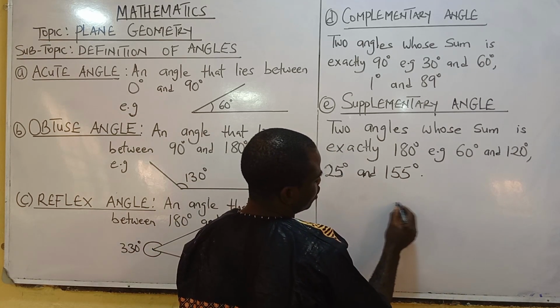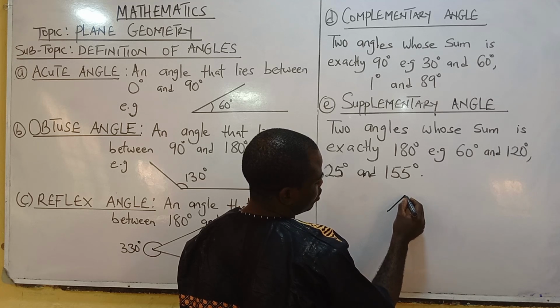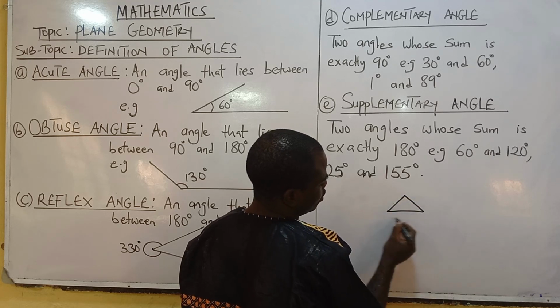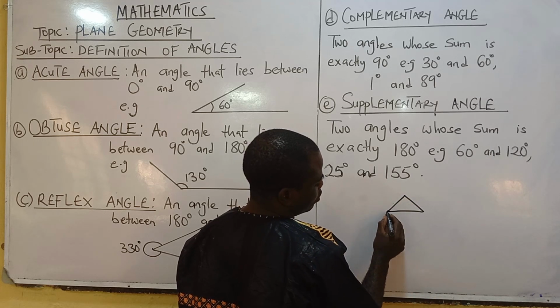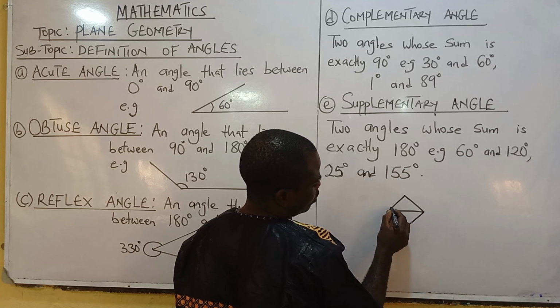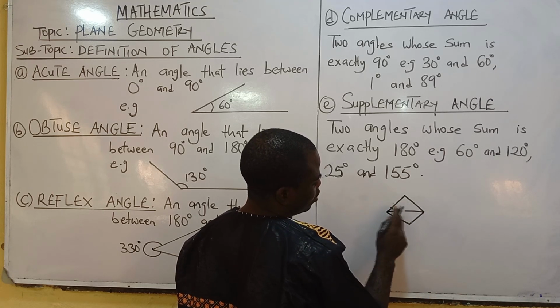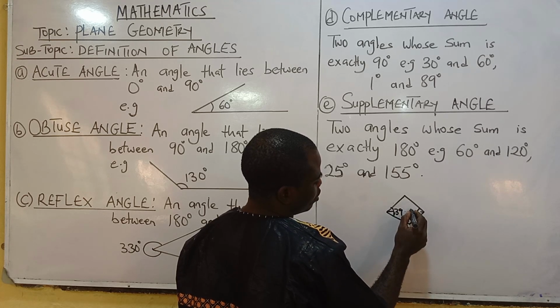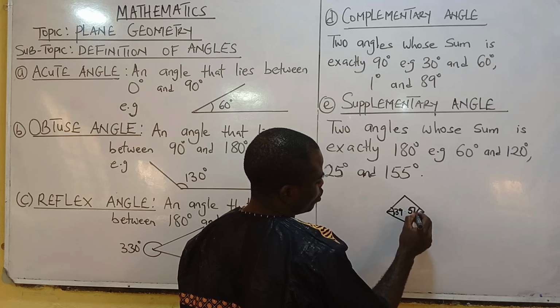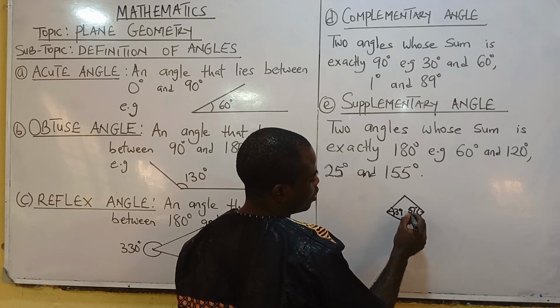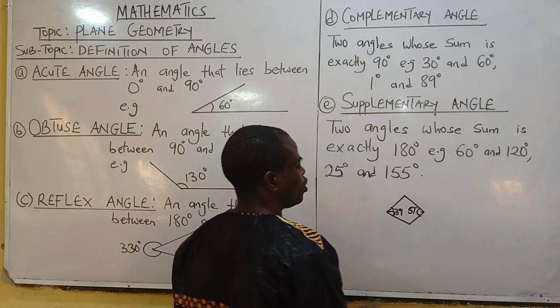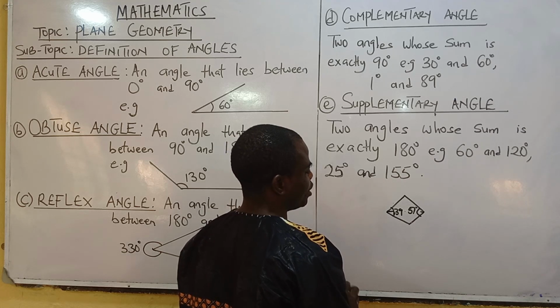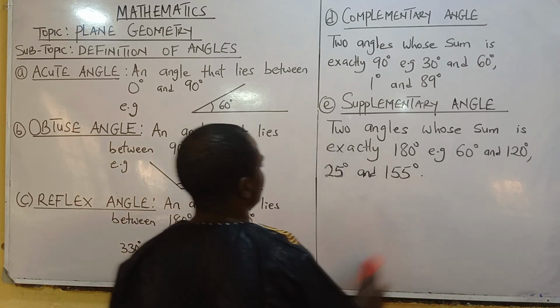But when you have something like this, you have this one to be, let me say, 39 degree, and you have this side to be 51 degree. When you add them together, that's 90 degree. That's complementary angle. They are complementary angles.